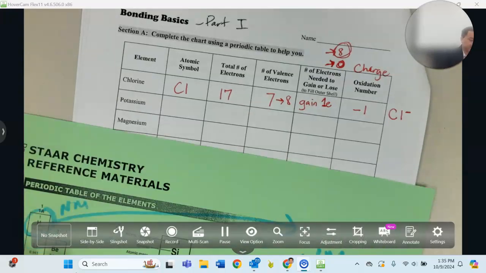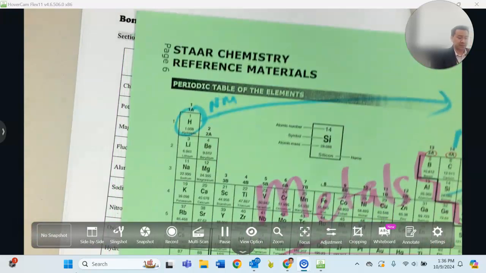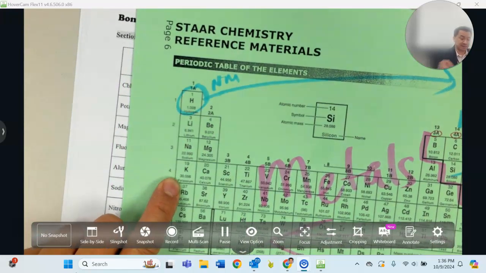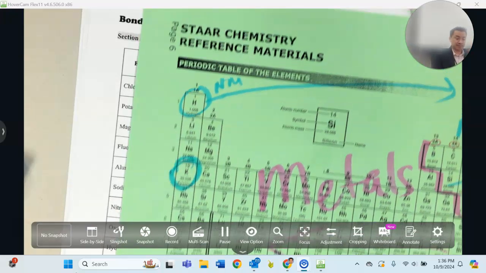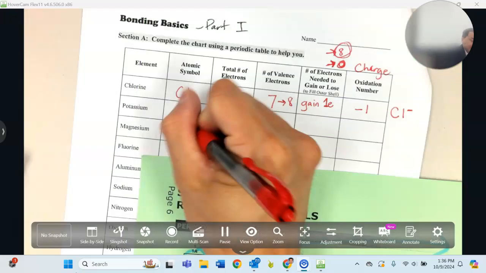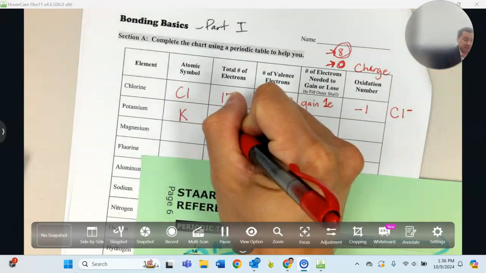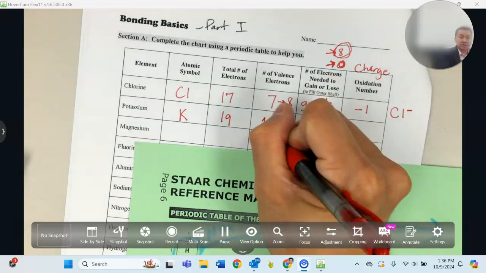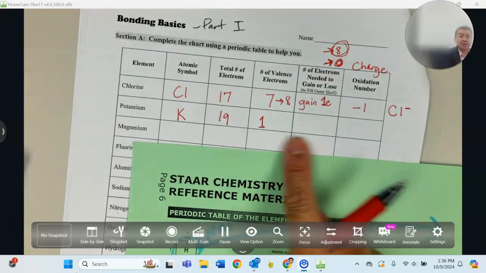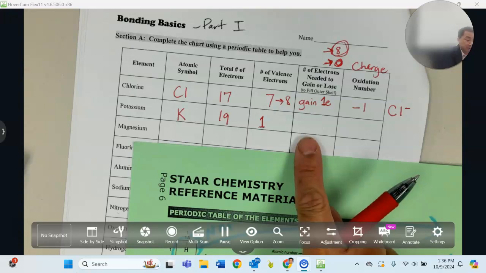Okay, with that, we'll add that onto the last part. Potassium is over here in row 4, K. Atomic number 19, so 19 electrons. It has 1 valence electron. Okay. So closer to 0 or closer to 8? It's closer to 0. So we're going to go to 0.